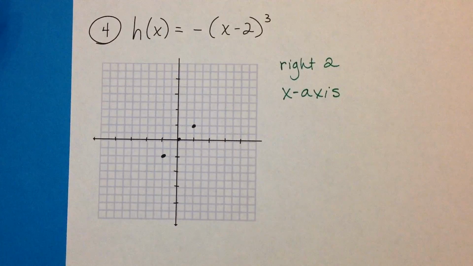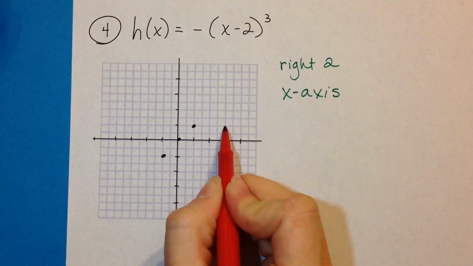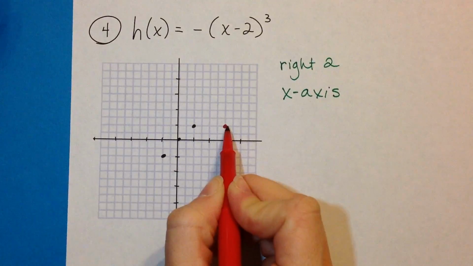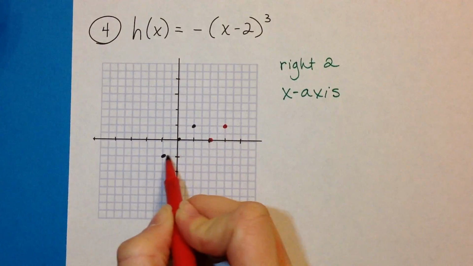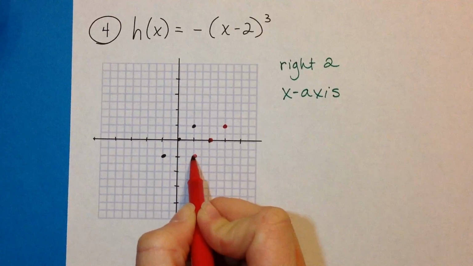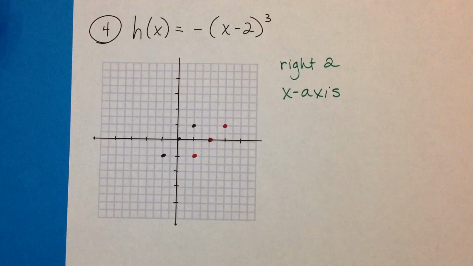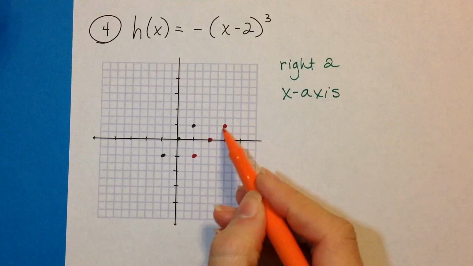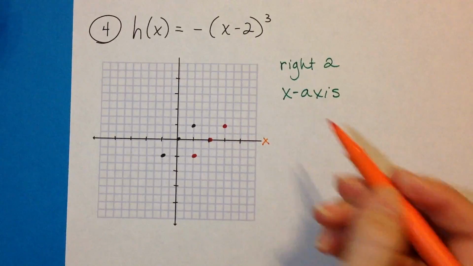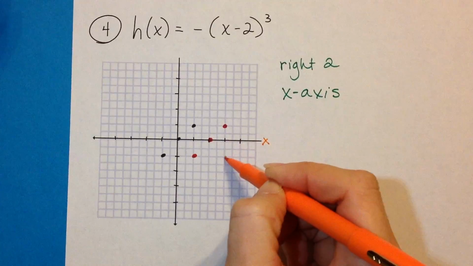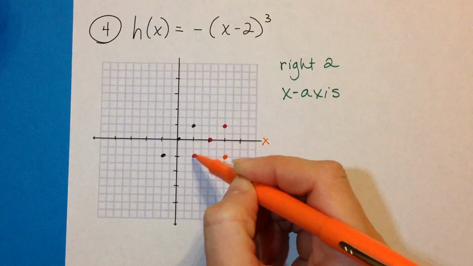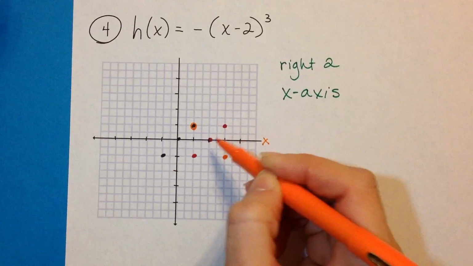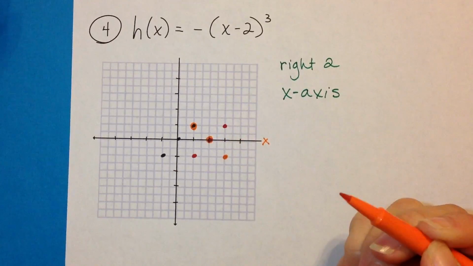Okay, so marking the points I need to start with. Alright, first thing that I need to do is take each of those and shift each one of them to the right 2. So that point would shift to here, this one would shift to here, this one would shift to here. Okay, so now I've got to take these 3 points and do the x-axis reflection. So of course this is your x-axis. So this point would flip to down here, this point would flip to up here, and that point actually wouldn't change at all because it's right on your x-axis.